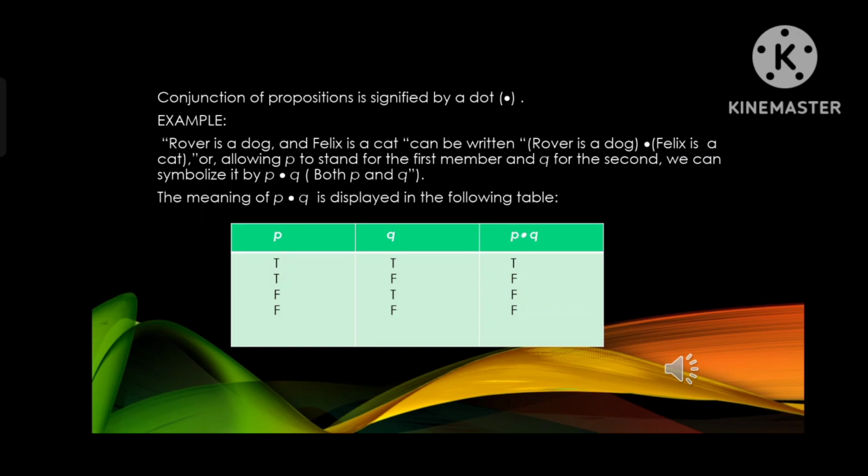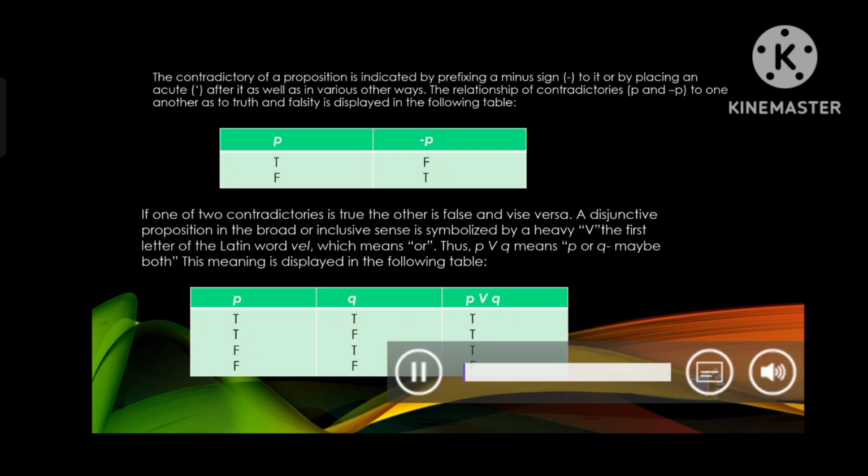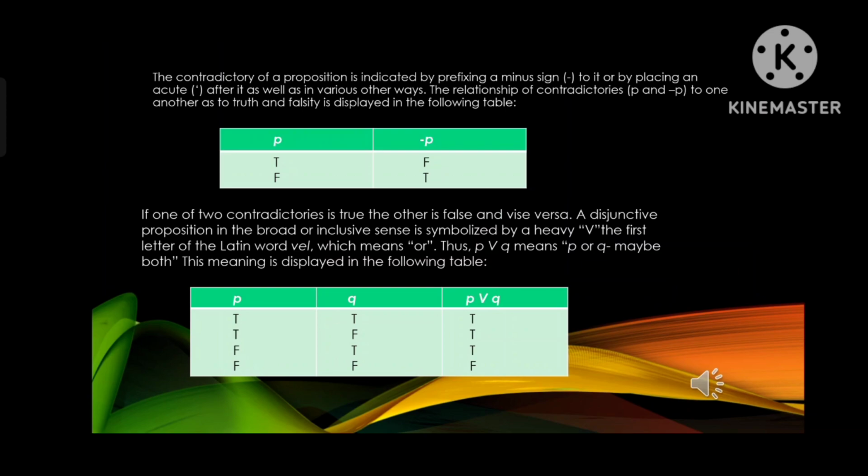As you can see in the first statement, true and true is equal to true. True and false equals false. False and true is equal to false. False and false equals false. The contradictory of a proposition is indicated by prefixing a minus sign to it or by placing an acute after it, as well as in various other ways. The relationship of contradictories P and minus P to one another as to truth and falsity is displayed in the following table. On this truth table, they are opposites.